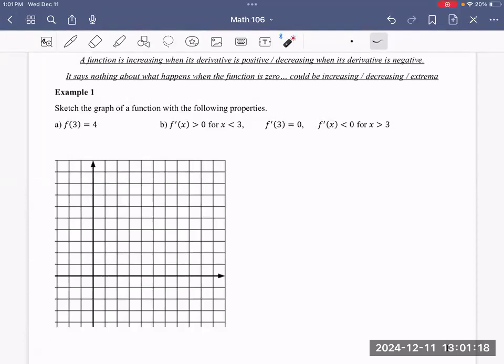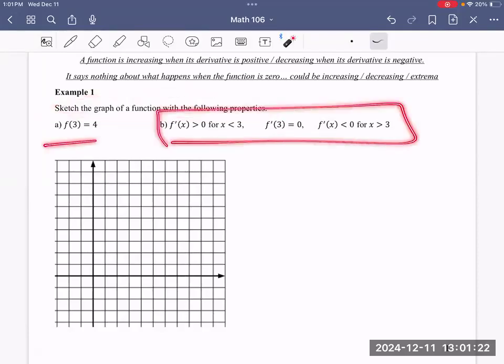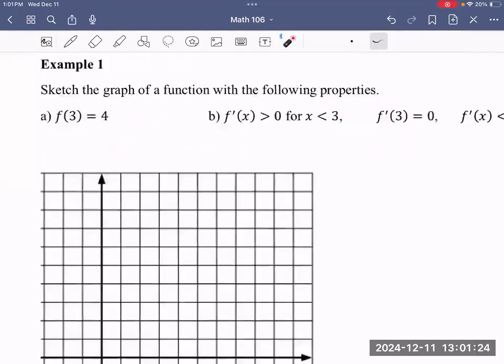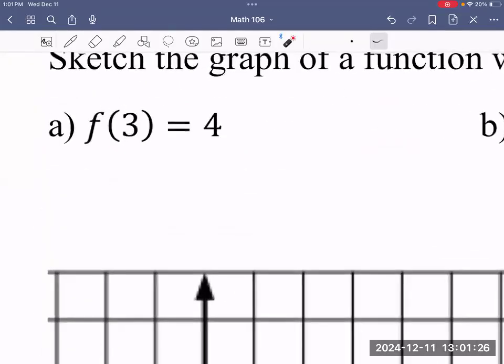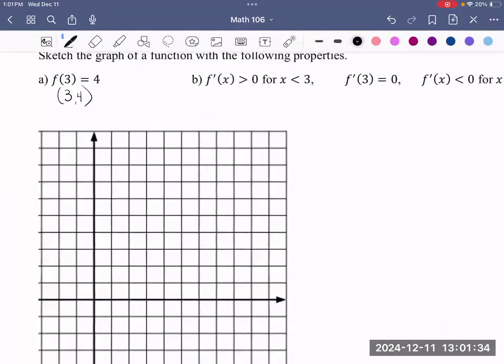So first, in example 1, it says sketch the graph with the following properties, A and B. First, A is just saying what? It says f of 3 is equal to 4. This is giving us a particular point, (3, 4). Let's go ahead and put that on your graph right here: 1, 2, 3, and 1, 2, 3, 4. So this is our point here. Maybe I'll make that just a little thicker. This is your point, (3, 4).